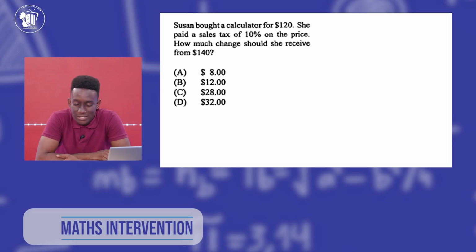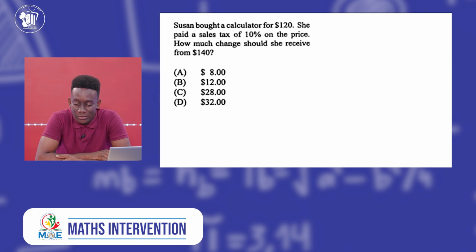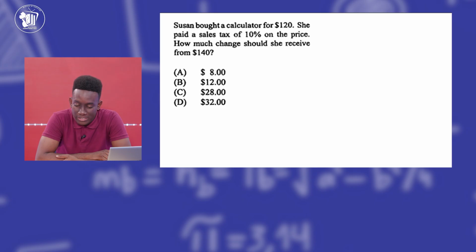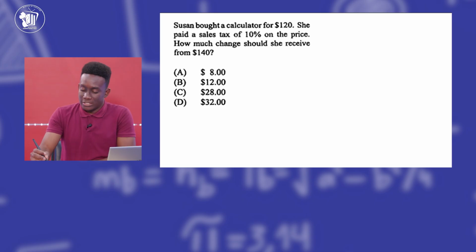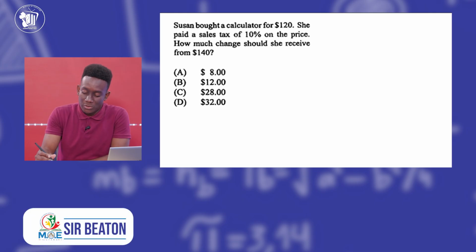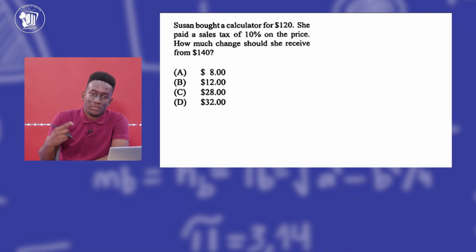So this question says, Susan bought a calculator for $120. She paid a sales tax of 10% on the price. How much change should she receive from $140? So we see Susan bought a calculator for $120, so that is the cost of the calculator, and she paid a sales tax of 10%. So we know sales tax means more money will be added to the cost of the calculator.